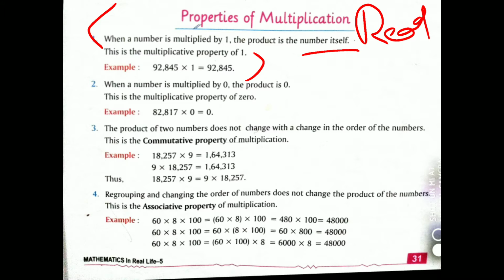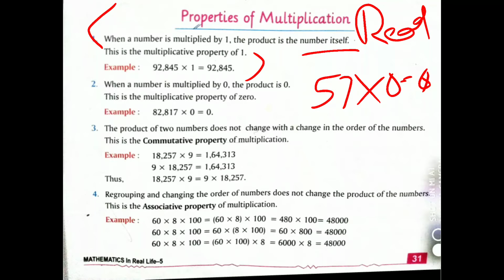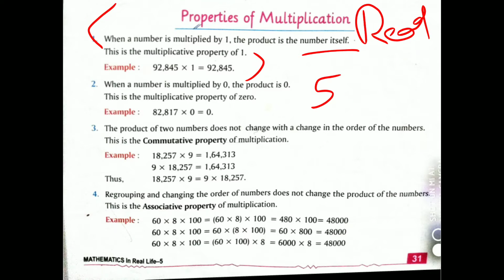Now the second property is when a number is multiplied by 0, the product is 0. Means if you multiply any number by 0, what do you get? 0 only. So this is called multiplicative property of 0. Understood? This is the second property which you have to underline in the book.